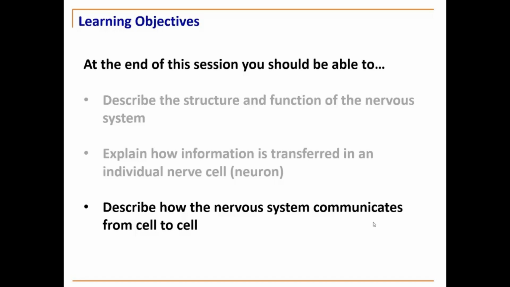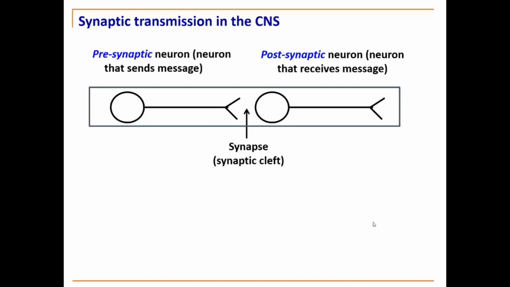So the last section we're going to go through in this introduction to the nervous system is talking about how the nervous system communicates from one cell to another cell. When we're thinking about synaptic transmission in the CNS, there are two things to consider. One is the presynaptic neuron, the one before the synapse, where one neuron will talk to another neuron. That's called your synapse or your synaptic cleft.